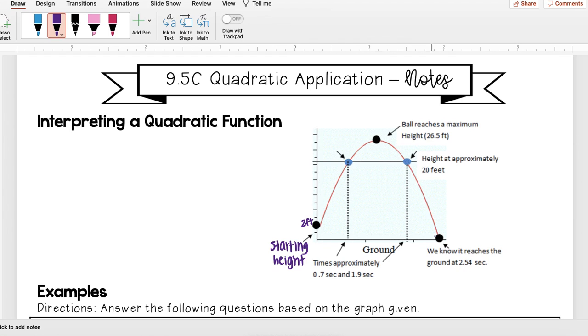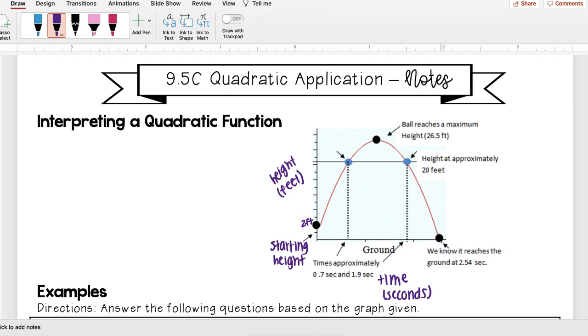And now the x-axis is always going to be your time. And so here, like at these 2 points, this is 0.7 seconds, this is 1.9 seconds. So down here will always be your time, normally in seconds. And then your y-axis is always going to be your height. Usually it's in feet, sometimes in meters.